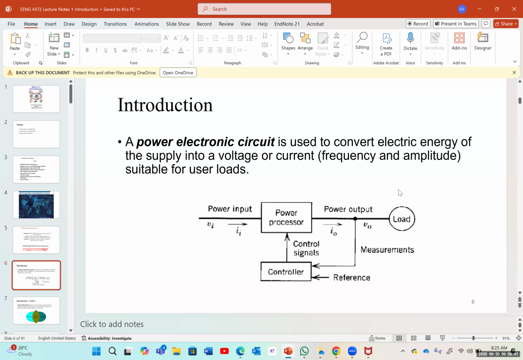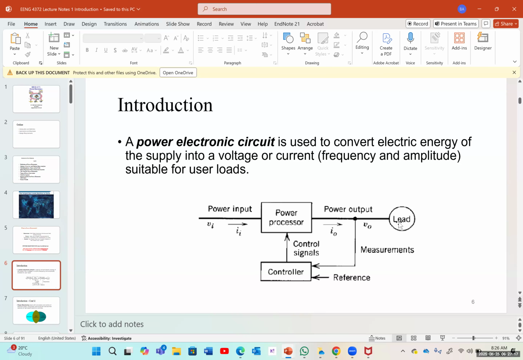Imagine that you're running a water pump. So the water pump, the motor is our load, and we're getting power from the grid. The power processor in this system controls, let's say, the voltage. Controlling the voltage could control the torque. And we want to maintain a certain pressure in the water.